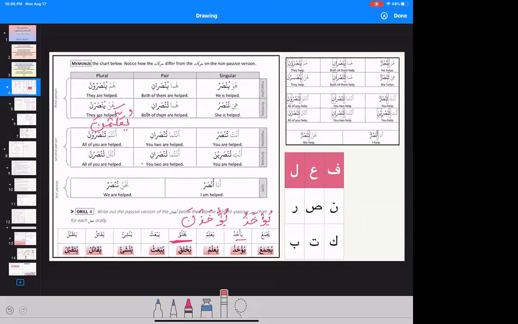Bismillah. So huwa yunsha'u. Huma yunsha'ani. Hum yunsha'una. Hiya tunsha'u. Huma tunsha'ani. Hunna tunsha'na. Very good. Anta tunsha'u. Antuma tunsha'ani. Antum tunsha'una. Anti tunsha'ina. Antuma tunsha'ani. Antunna tunsha'na.